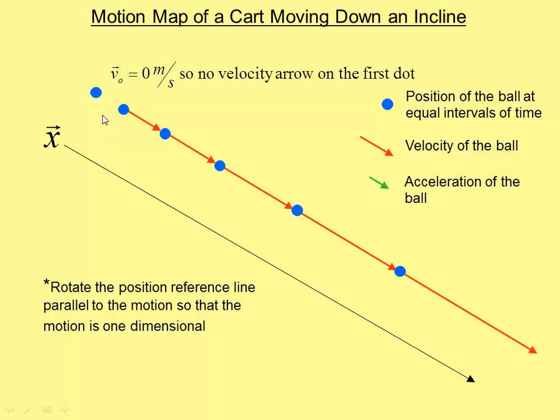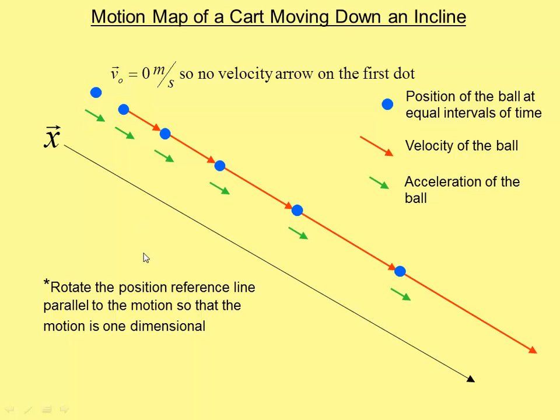And when you let the cart go, did it just sit there? No, it accelerated down the incline. So it is accelerating at that point. And then it's accelerating the same amount there because it's a uniform acceleration, and the same amount there, and there, and there. So you'll notice your acceleration arrows are all the same length.